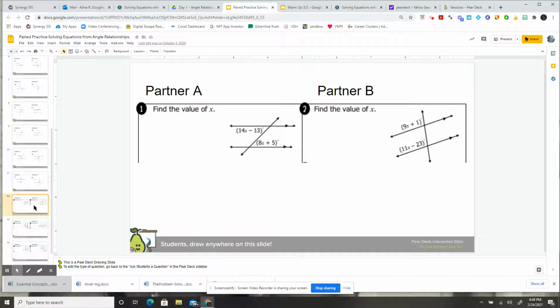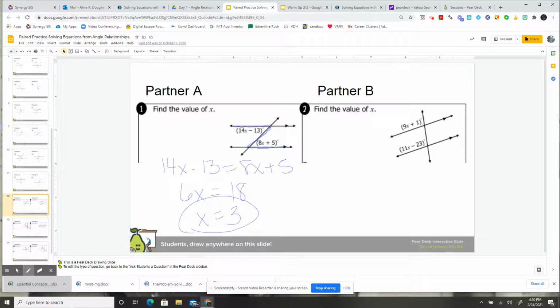This is where it gets a little more complicated. So right now it's pretty much the same. I've got the z, so those are going to be alternate interior. They're going to be the same. 14x minus 3 equals 8x plus 5. So I'm going to subtract, and I'm going to get 6x, and add, equals 18, and x equals 3.